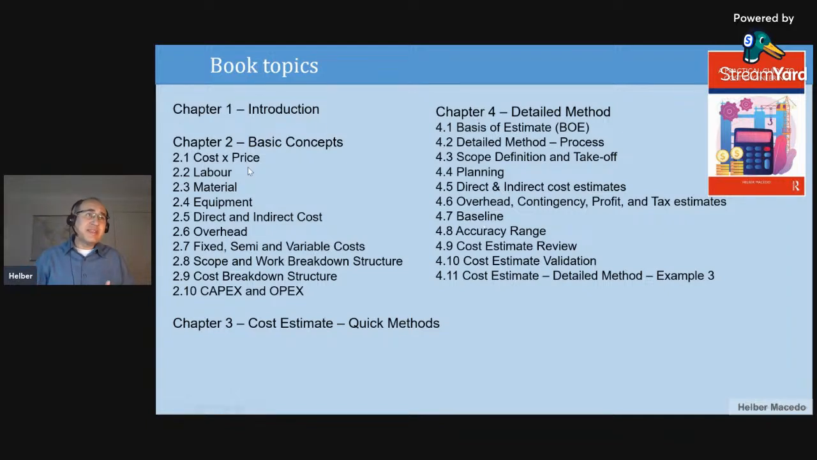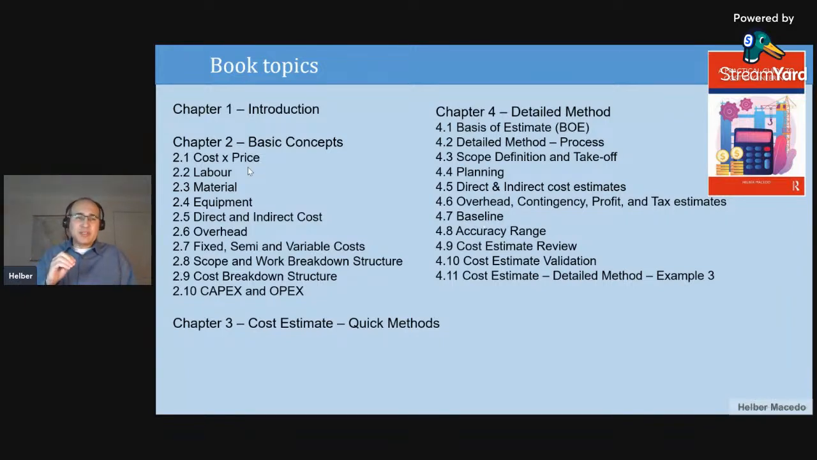The second one is the base concepts, where you will see important concepts that will be helpful in all the book. So, for example, what's the difference between cost and price? How to estimate two important features, that is labor, material, and equipment. What's the difference between direct and indirect costs? And also what is and how to estimate overhead. Then what's the difference between fixed and variable costs?